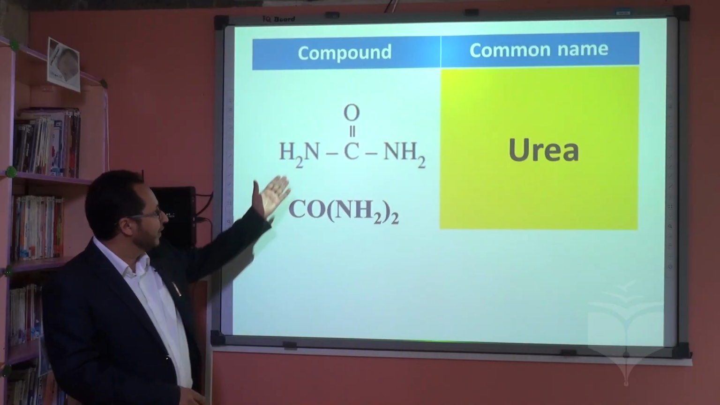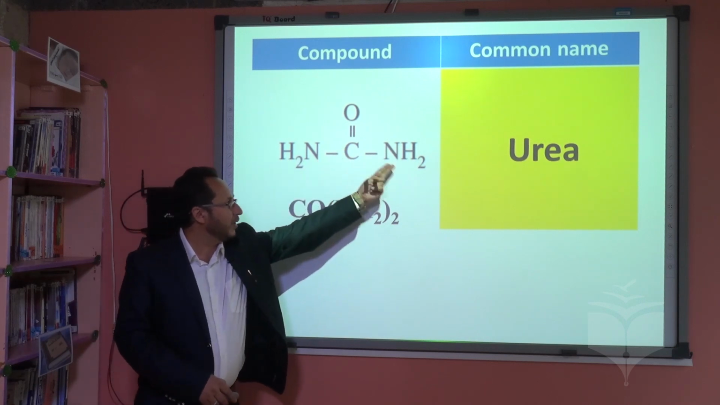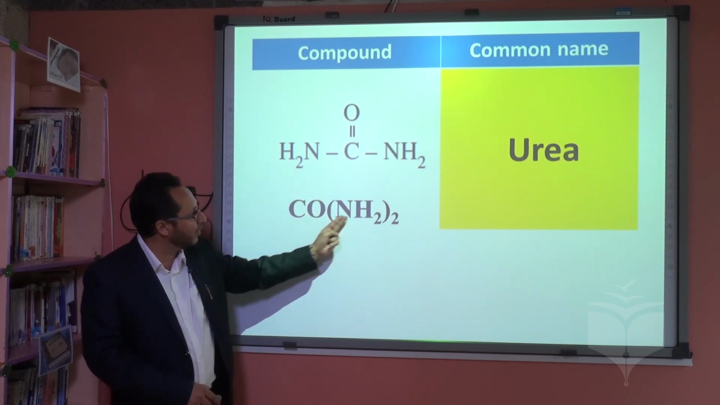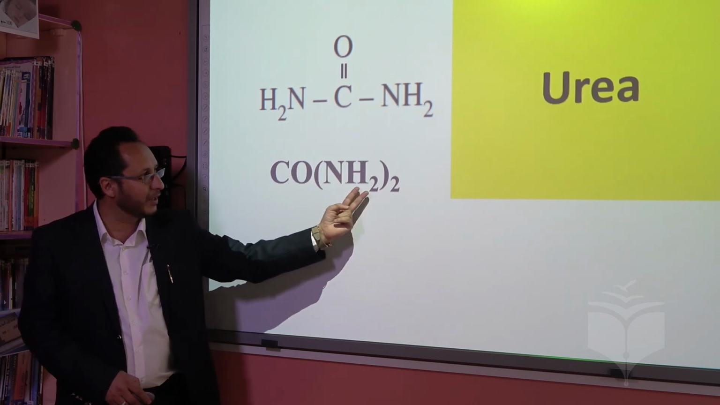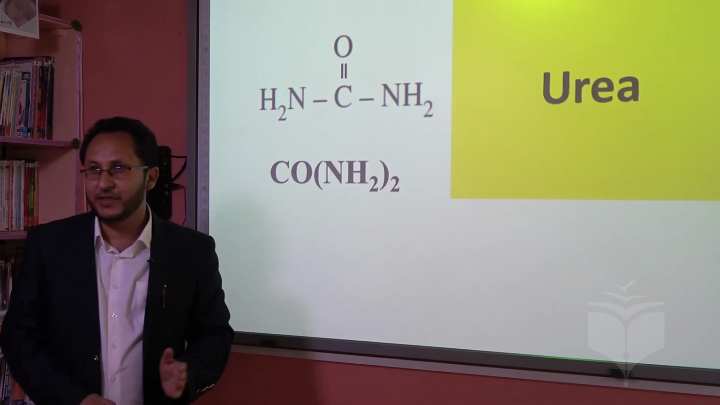Here we have the famous name for this compound, C double bond O NH2, NH2. You can write it as CONH2 twice, because it is NH2 NH2. So the famous name for this example is urea.